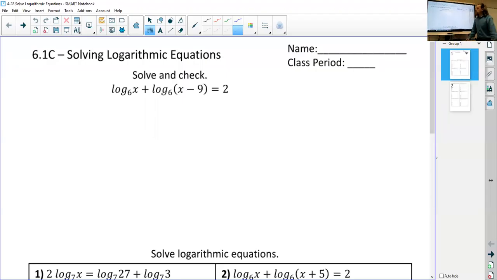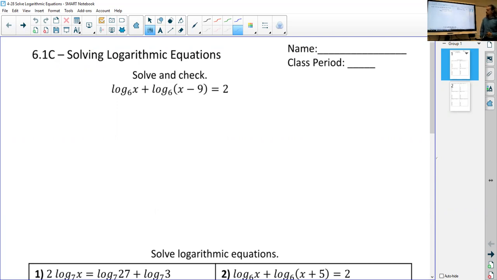So for today, we're going to take what we know about logarithms and combining them or expanding them into solving logarithmic equations. So instead of ending up with an entire expression at the end, all of our answers today are just going to be a single value. All right, so let's start with this one.